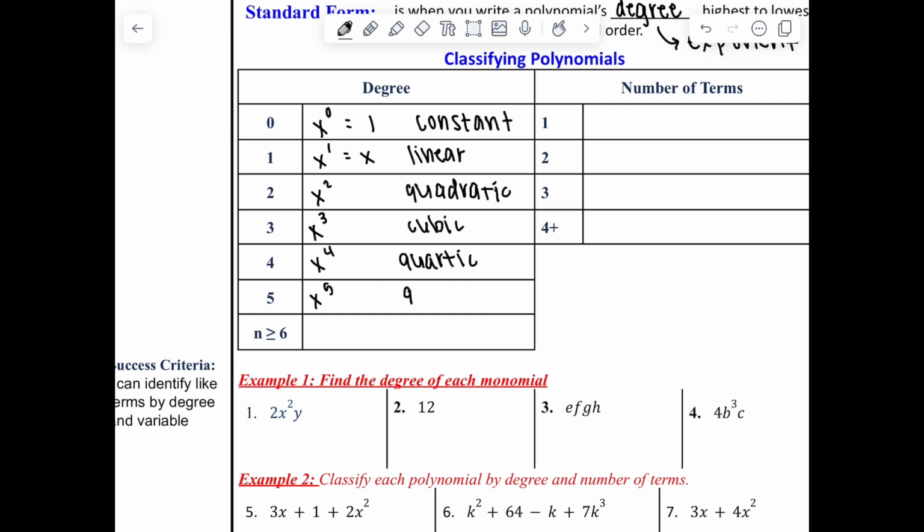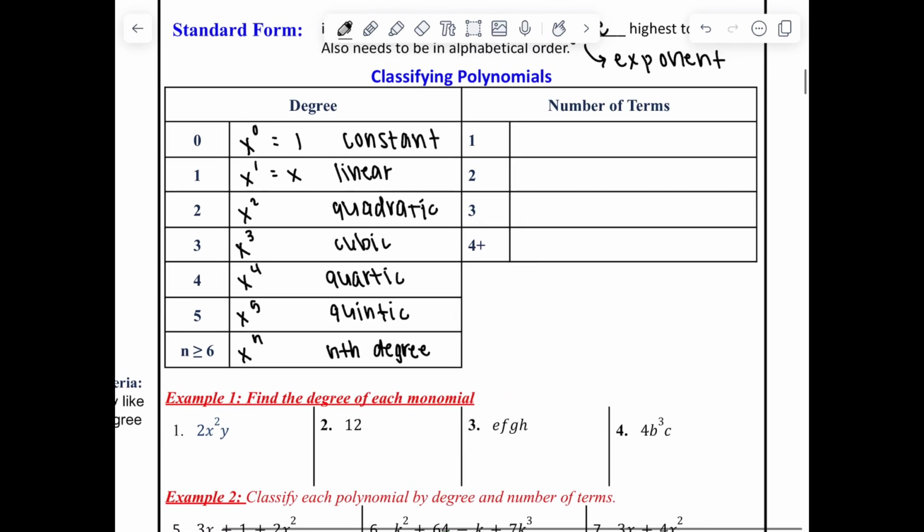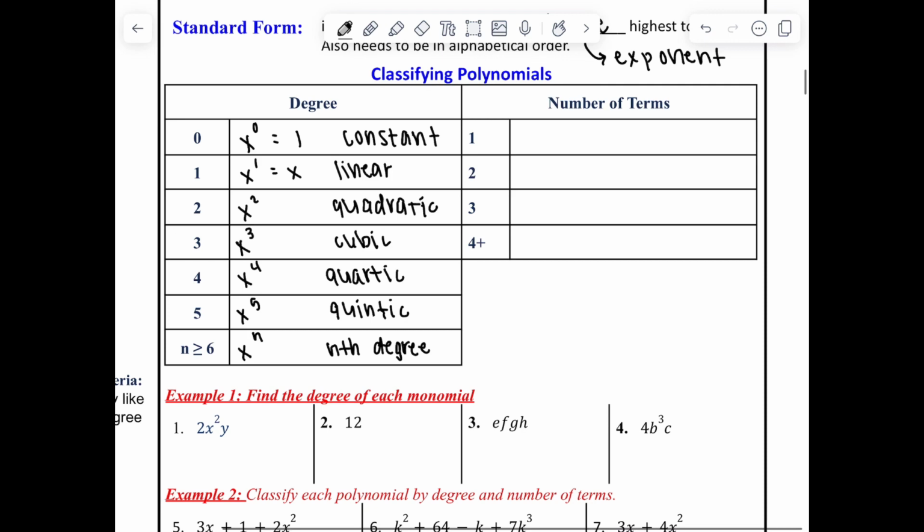For the fifth, I want you to think of like a quintet. X to the fifth power is the quintic degree or the quintic power for a polynomial. If it's a number larger than that, you're usually just going to use the letter n and call it an nth polynomial or a polynomial of nth degree. So like 10th degree polynomial, or this is a polynomial of the 10th degree. That's just specifically talking about what the largest exponent is.